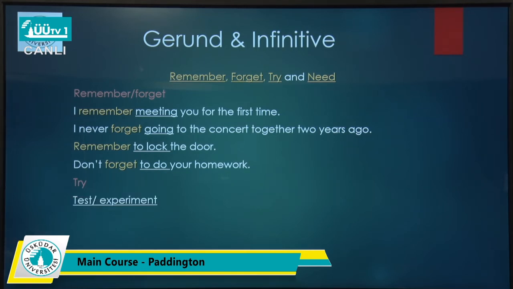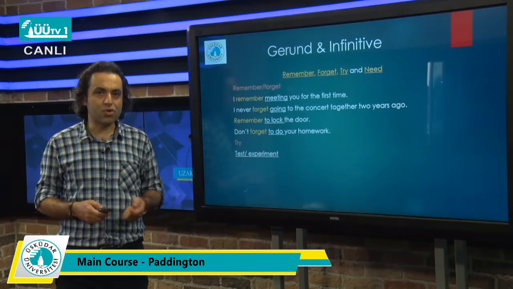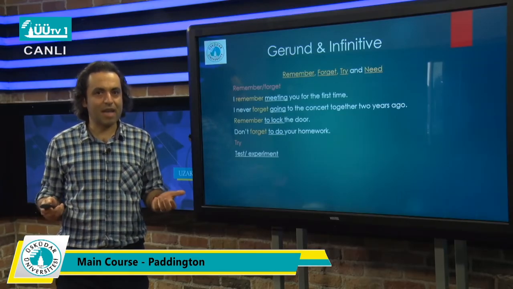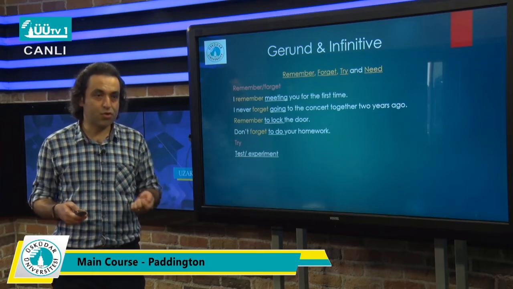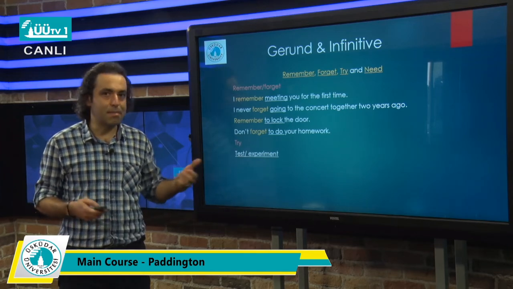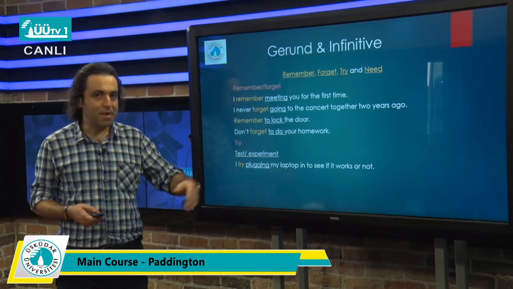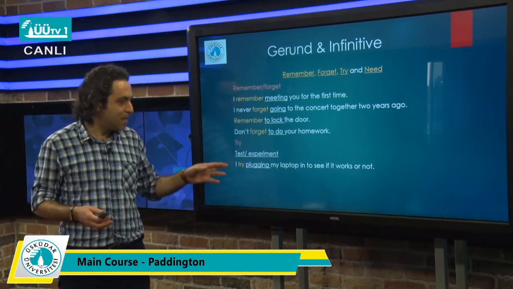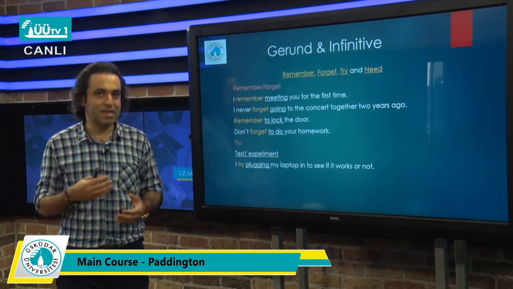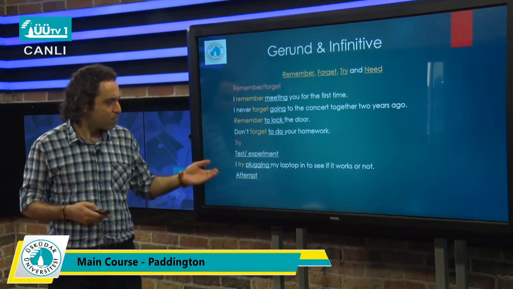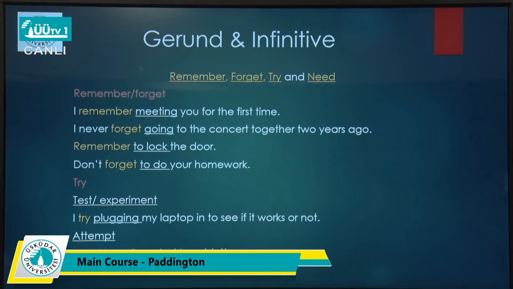Try can have different meanings, like test and experiment, or even effort. If try means testing something, experimenting with something, the verb after that gets ing. Imagine you brought your laptop to the class, but it doesn't work. Then I say, try plugging in. Maybe it doesn't have enough charge. So try plugging in. Test it. Maybe it works. That's why the verb after try gets ing, because the meaning of try here is not attempt. It is testing something. But if it means attempt, then the verb gets to.